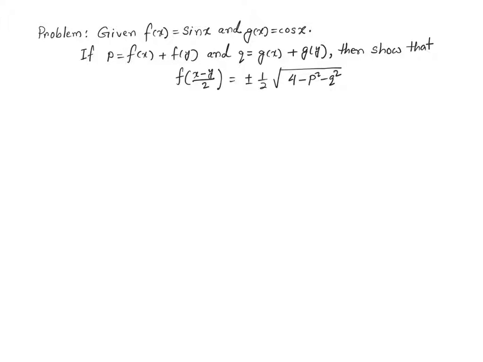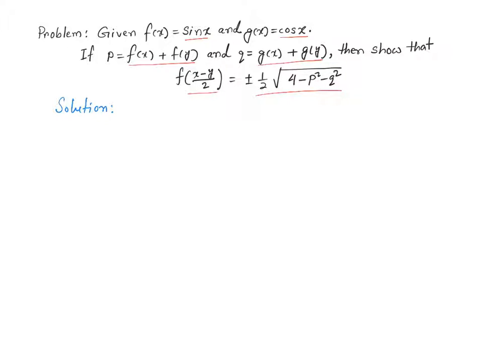In this video, I am going to solve this problem where we are given f(x) = sin x and g(x) = cos x. Furthermore, we make the assumption that if p = f(x) + f(y) and q = g(x) + g(y), then we need to show that f((x − y)/2) = ± 1/2 × √(4 − p² − q²).